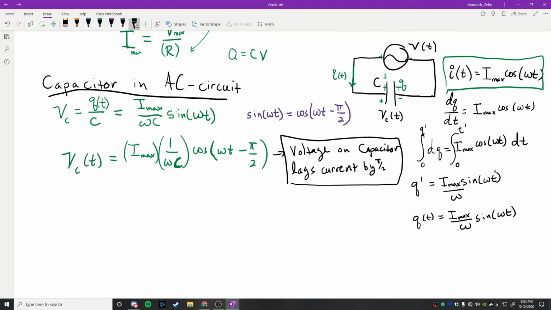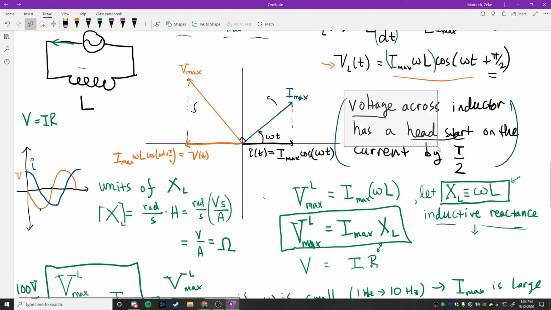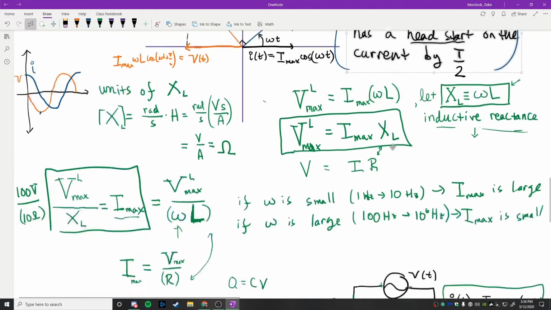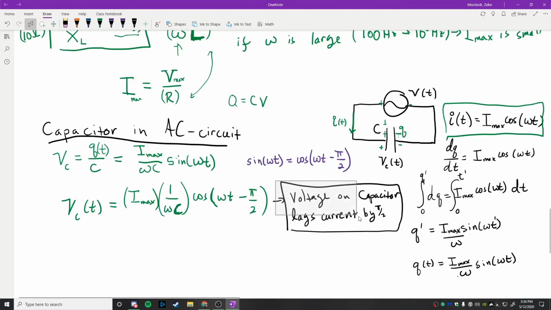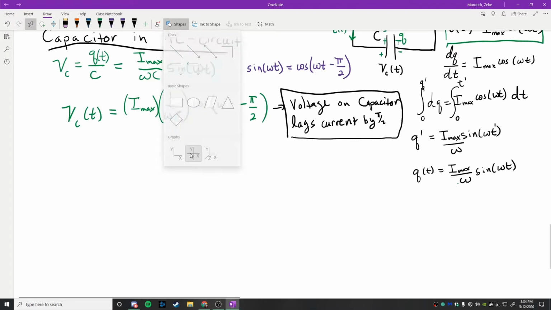Just to kind of tie this back to what we did a second ago, voltage across the inductor has a head start. Voltage on the capacitor lags the current by this much. Okay, we can put that into a phase diagram.